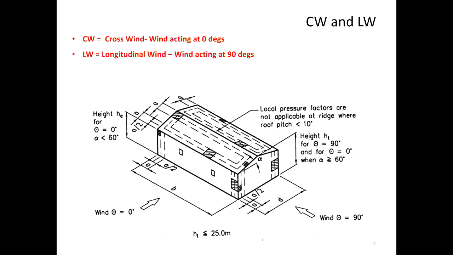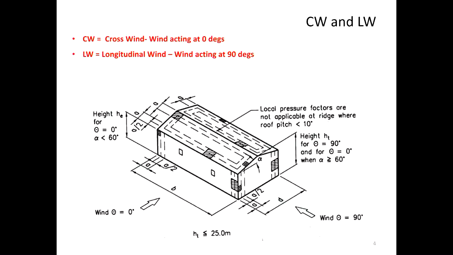So based on that side, which is the bigger area, 0 degrees is the most critical one. The wind that blows in that direction is referred to as the crosswind. And the wind that blows at 90 degrees across the width of the structure is referred to as the longitudinal wind. Does that make sense? So those are the two different winds that impact an industrial structure.